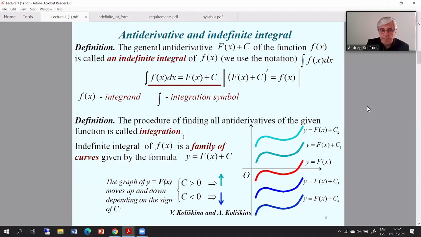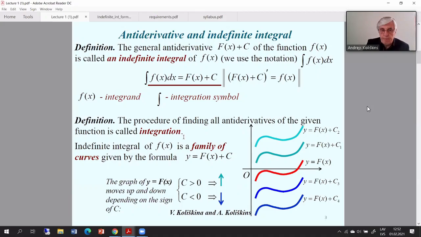Now, how do you interpret this fact geometrically? Well, if you have a function, say y equals f of x, then geometrically it represents some curve, which is shown here with the red color, some curve in the xy plane. But if you add or subtract an arbitrary constant, then you obtain another graph which is actually shifted parallel to the red curve, either upwards or downwards, right?